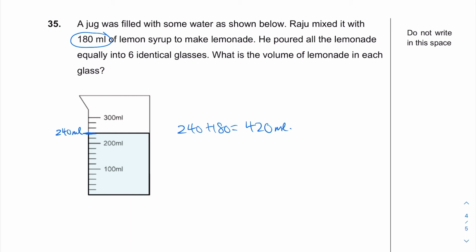He is then going to pour all this into 6 identical glasses. So we're going to take 420 divided by 6. This will give you 70 milliliters, which is your answer. So 1 glass has 70 milliliters of lemonade.